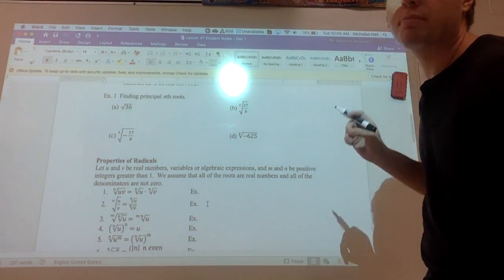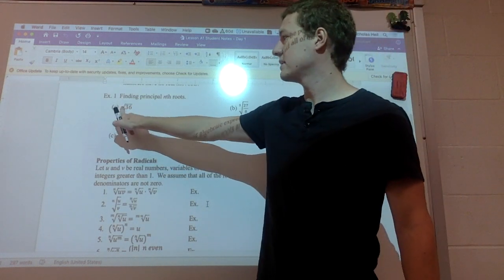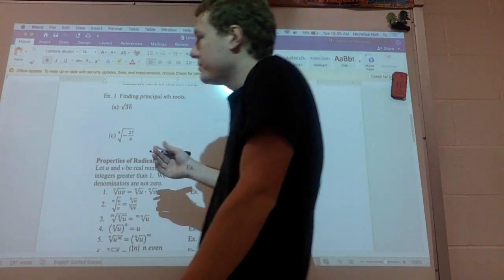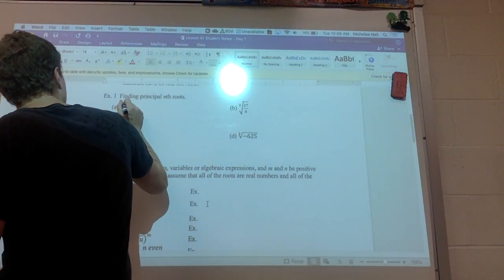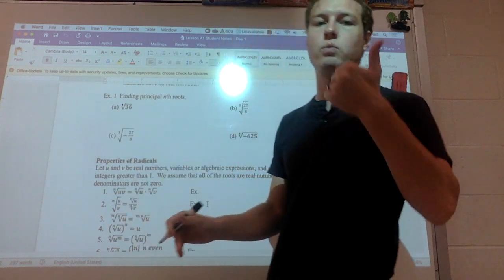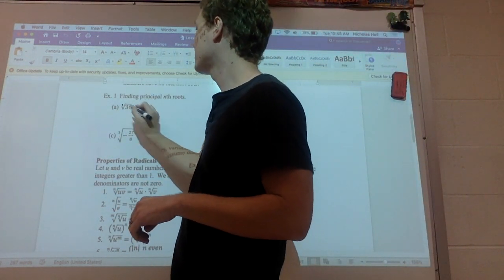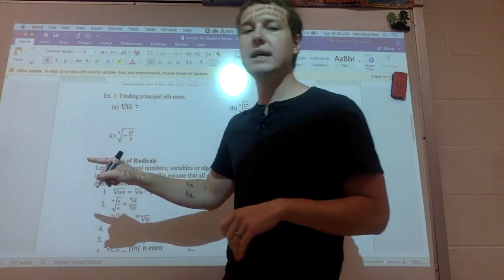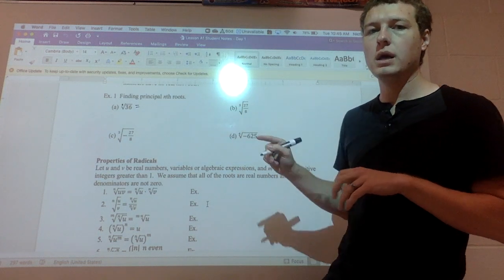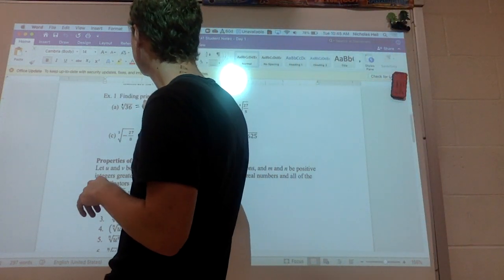First example, finding the principal nth roots. So, this is asking, I don't see anything in my index here. If we don't see that, that always means the square root. You've seen that before. Technically, there is an index of 2. So, the square root of 36 is what times itself is 36. Well, that's a positive number with an even index. So technically there are two answers, but we're looking for the principal root. So I'm looking for the positive answer because 36 is positive. That just ends up being 6.